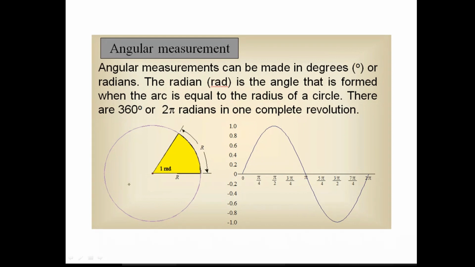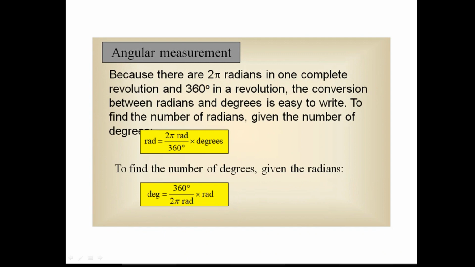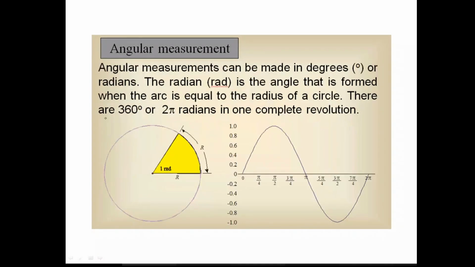Then angular measurement. Angular measurement can be made in degrees or radians in the case of a sinusoidal waveform. The radian is the angle formed when the arc is equal to the radius of the circle. Right, when this arc we have developed is equal to the radius. See here, this one is the radius of a circle. So now there are 360 degrees or 2 pi radians.